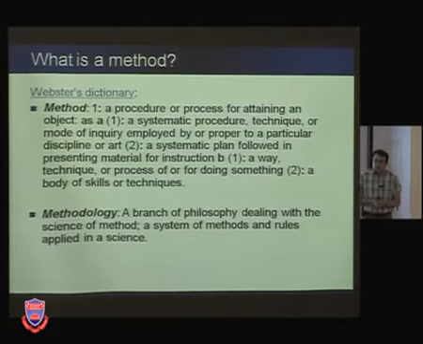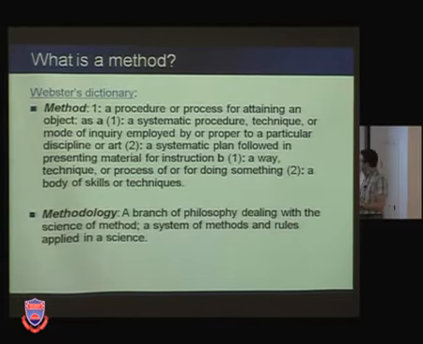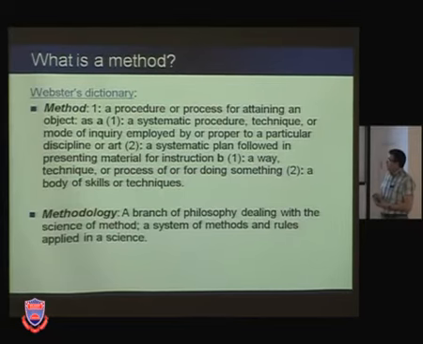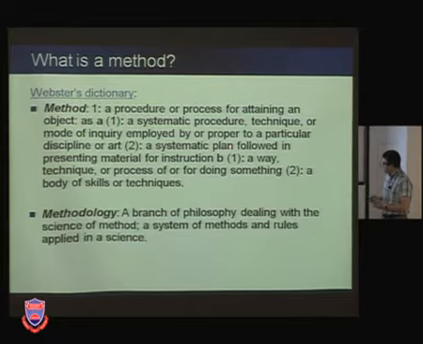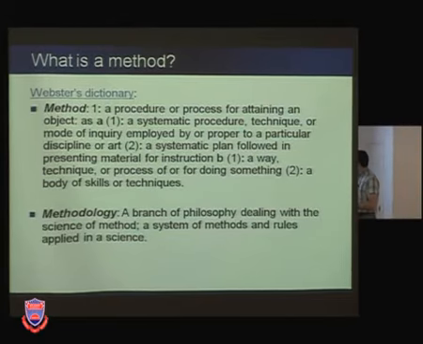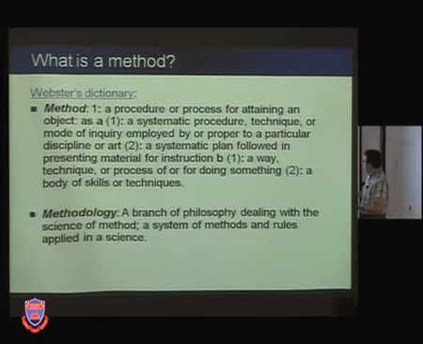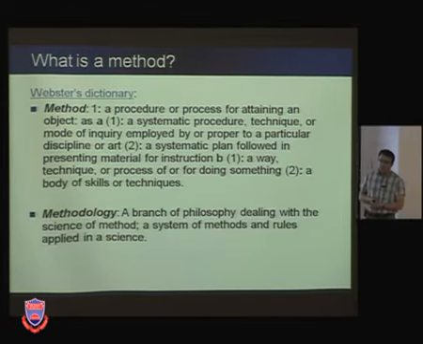What's a method? Actually, most of you know. This is from Webster's dictionary: procedure or process for attaining an object, systematic procedure, systematic plan, a way, technique or process for doing something. Okay.